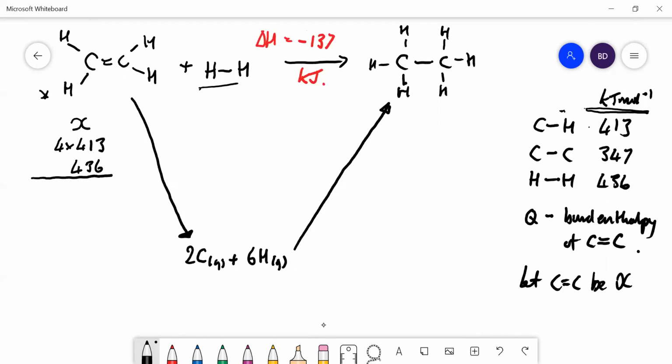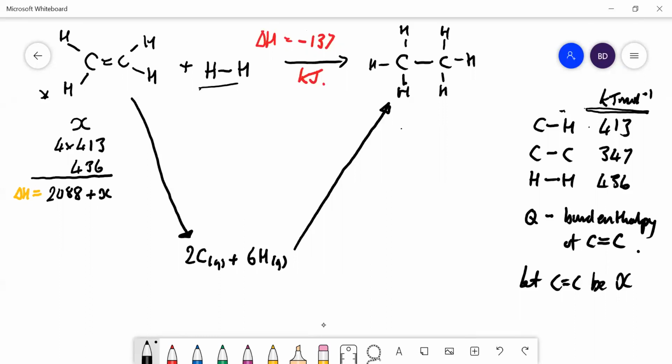Add all that up together, and it comes to 2088 plus X. So that's delta H. This delta H is equal to that. And it's positive because we're breaking the bonds. Here, we're forming the bonds on this one. So what are we doing here?